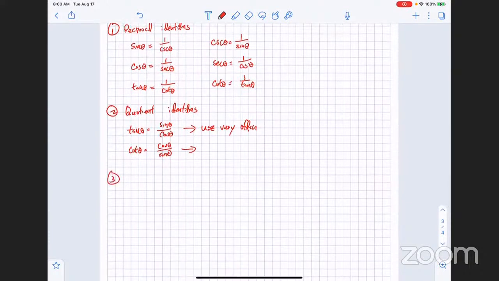Now, I probably don't have time to cover all the identities, but this is the Pythagorean identity. Most of you know the geometry Pythagorean theorem. We're going to start with the geometry version, which is a squared plus b squared equals c squared.